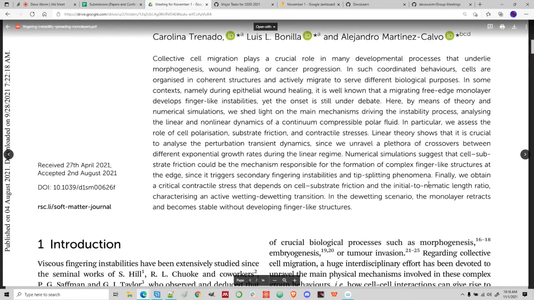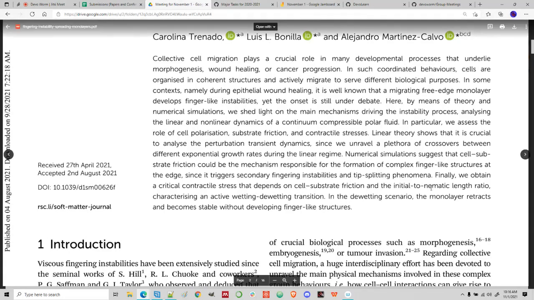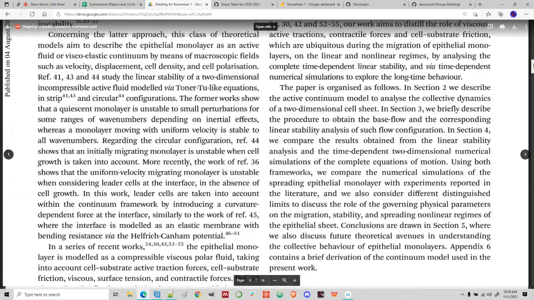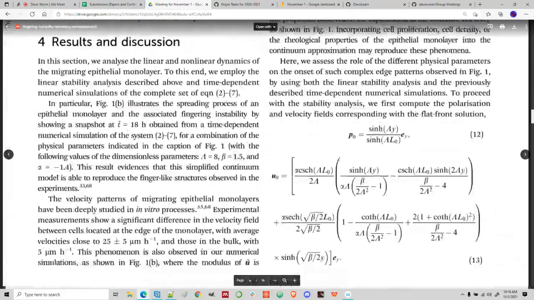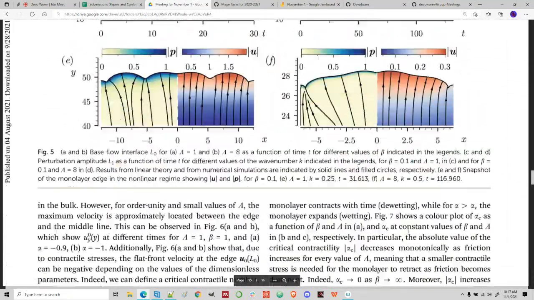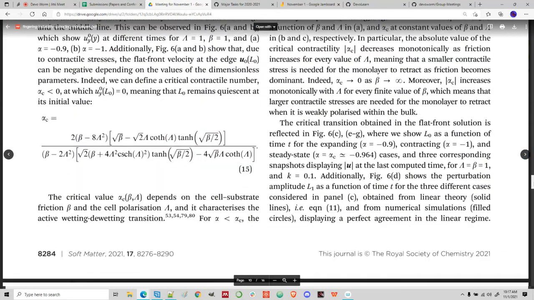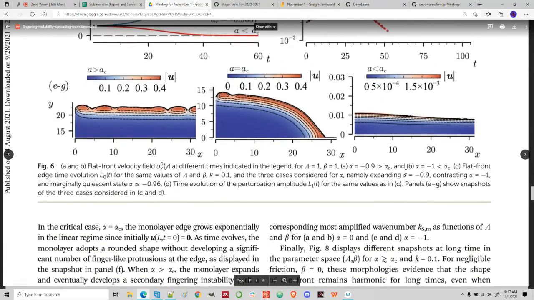Yeah. Finally, we can obtain a critical contractile stress that depends on cell substrate friction and the initial to nematic length ratio, characterizing an active wetting to wetting transition. So this is a lot of physics that they're just applying to this model. And we've talked about this with soft materials and how we can learn from some of the stuff that's going on in soft materials and how they apply to biological systems. And this is an open debate as to how useful this is, because on one level it's an analogy, and you're just trying to fit things into the model that are biological.